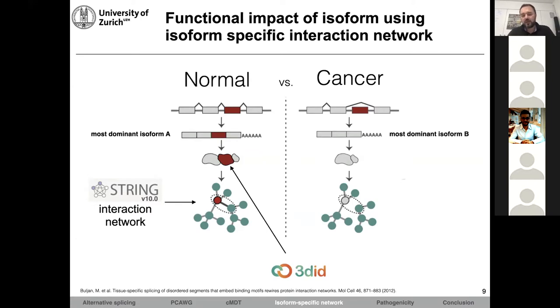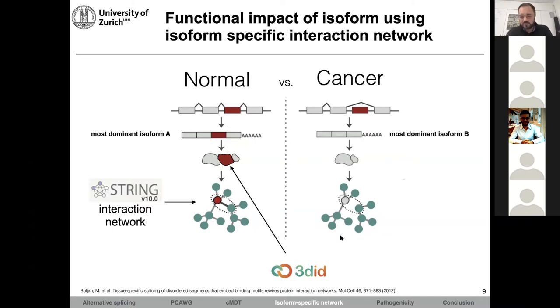We have a transcript that consists of different exons. An exon can transcribe a binding domain, where the binding domain is important for certain protein-protein interactions, as I'm showing you here with the red domain. The red domain is important to interact with this green protein here. Now, if in cancer the most commonly expressed transcript lacks this red domain, so it's spliced out, then that protein will not express the binding domain and will not be able to perform the interaction. So you will have an interaction loss.